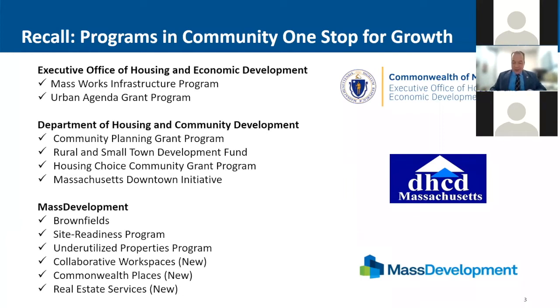Great. Thank you, Ashley. So we'll start with a slide that we had presented in webinar one, which helps us to review the programs that are integrated into the One Stop. And as we had mentioned, this year, the One Stop includes 12 grant programs across the three organizations, EOHED, DHCD, and MassDevelopment. At the Executive Office of Housing and Economic Development, we have the MassWorks program, as well as the Urban Agenda grant program again. The Department of Housing and Community Development will have the Community Planning Grant Program and the Rural and Small Town Development Fund, both of which were new and introduced last year. And then we will also have the Housing Choice Community Grants and the Mass Downtown Initiative. At MassDevelopment, we'll continue to have the Brownfields Program, Site Readiness, Underutilized Properties, which was new last year, and being added this time in the FY23 round, we have Collaborative Workspaces, Commonwealth Places, and Real Estate Services.